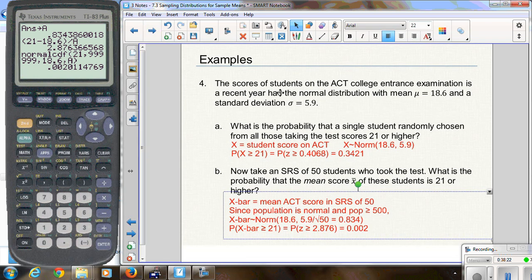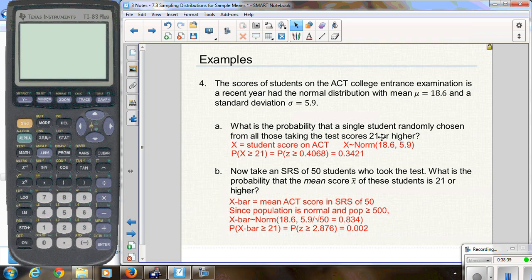And then in the last one, you're again going back to the ACT score distribution where we know the true mean and we know the true population standard deviation. If I wanted the probability that a single student randomly chosen from this population gets a score of 21 or higher, again, I'm going to define my variable X to be the student score on the ACT. X I already know is distributed normally with a mean of 18.6 and a standard deviation of 5.9.